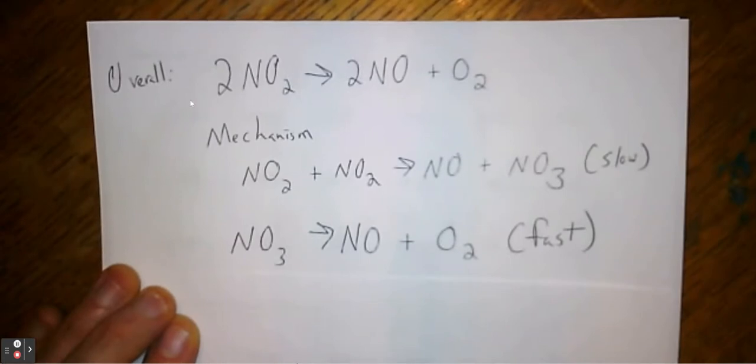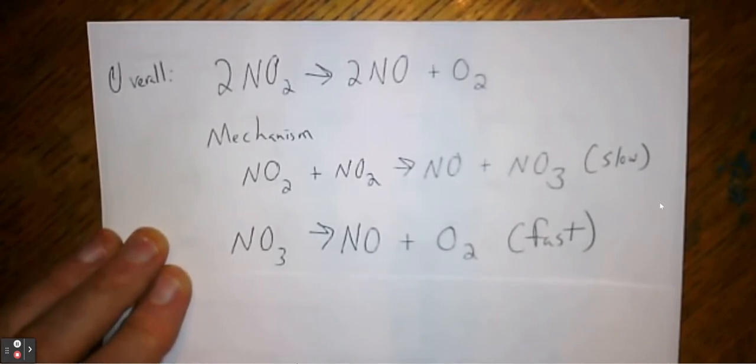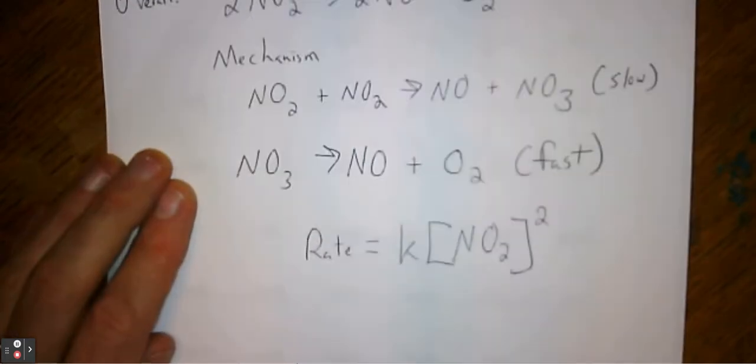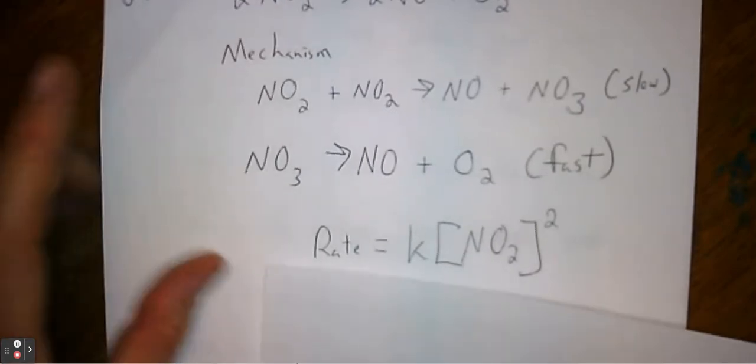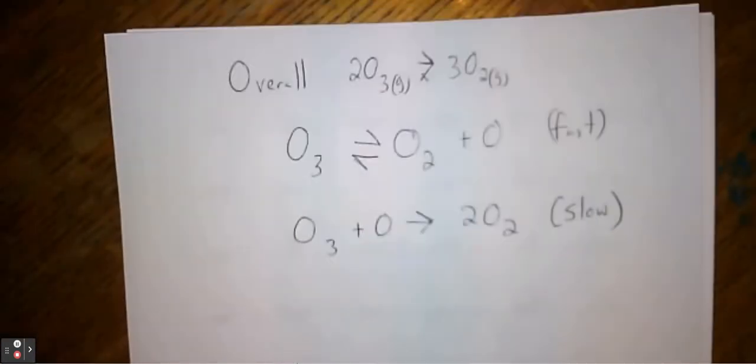I've got this reaction, 2 NO2 yields this, that's the overall reaction. Here's the mechanism, slow then fast. Since this is the slow step, I just use the stoichiometry of the first step, and that's what my rate would become. Right, it's double order, second order with respect to nitrogen dioxide.